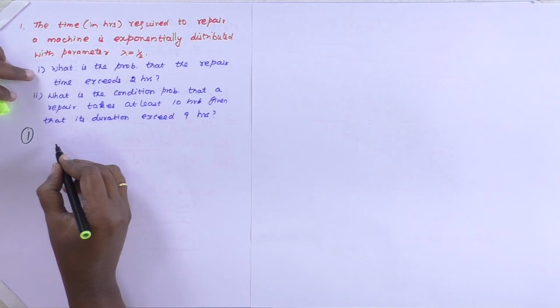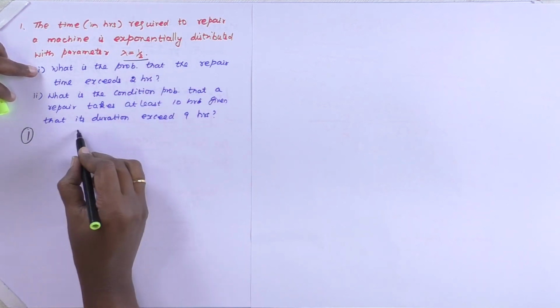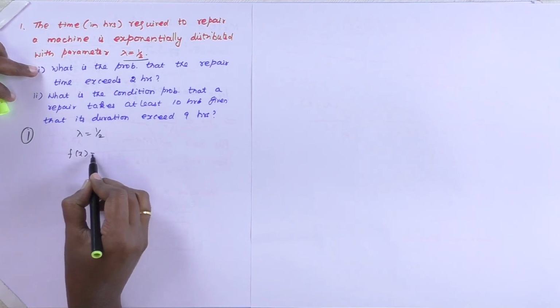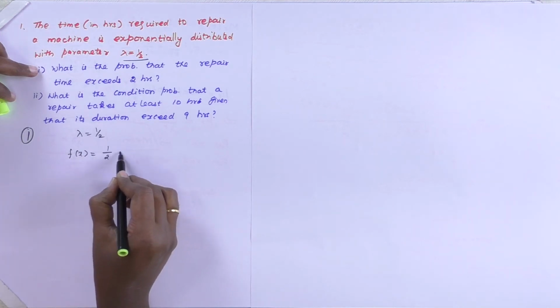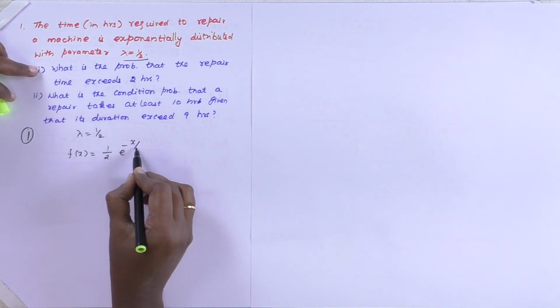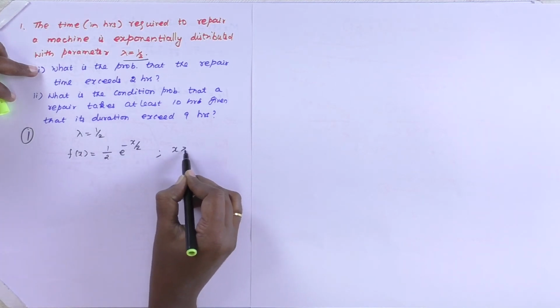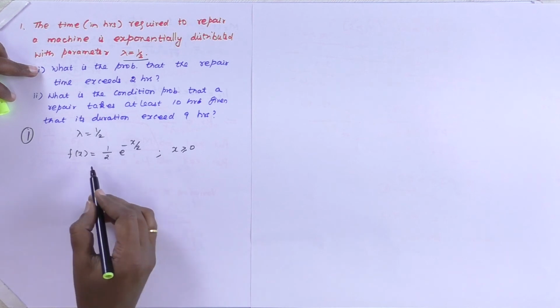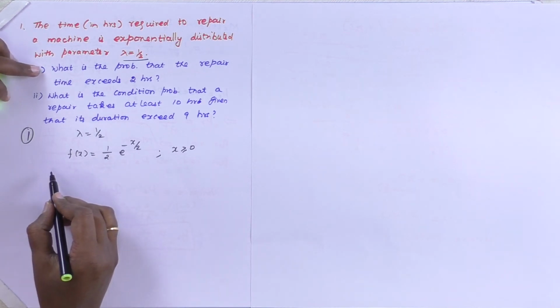First subdivision. First we have to identify the lambda value, lambda equal to half. Then the probability density function of the exponential distribution is 1 by 2 into e power minus x by 2, where x is greater than or equal to 0. The parameter is lambda, that is equal to 1 by 2. Okay, the first subdivision answer.